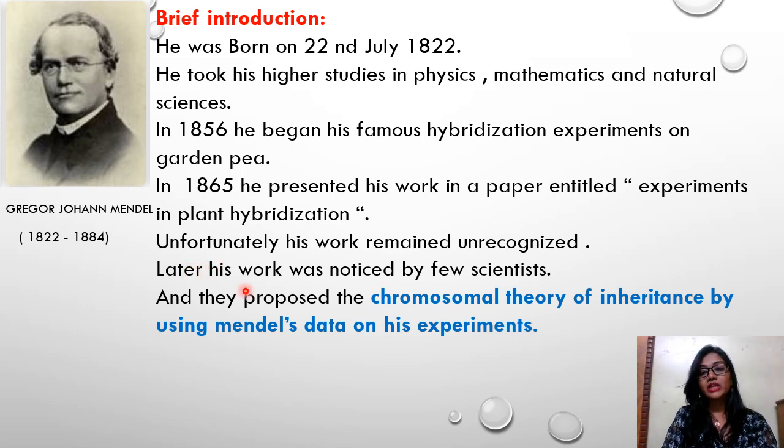Why it remained unrecognized, what the drawbacks and reasons were behind that, we are going to study in this part. Later his work was noticed by a few scientists, and they proposed the chromosomal theory of inheritance using Mendel's data on his experiments. So why did his work remain unrecognized? There are a few points which I want to discuss with you in detail. His work was not widely recognized.